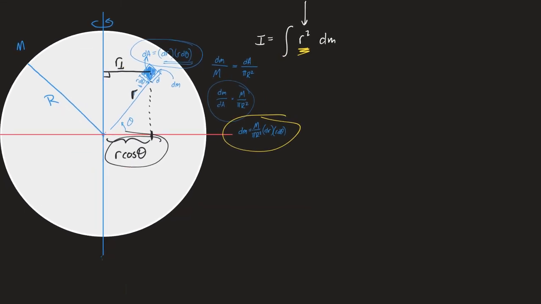So, assembly begins. In the first parentheses, I'm going to put the r squared. R cosine theta squared. In the second parenthesis, I'm going to put all that stuff I have. It's supposed to be dm. I'm not even sure it's going to fit in there. Do my best. So m over pi r squared, dr r d theta.